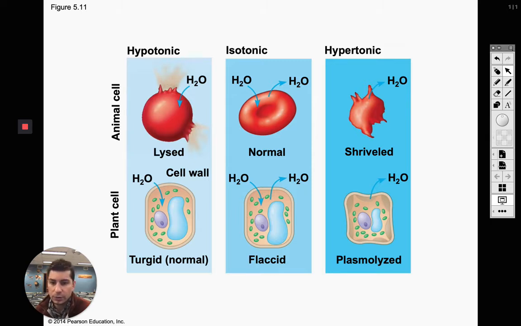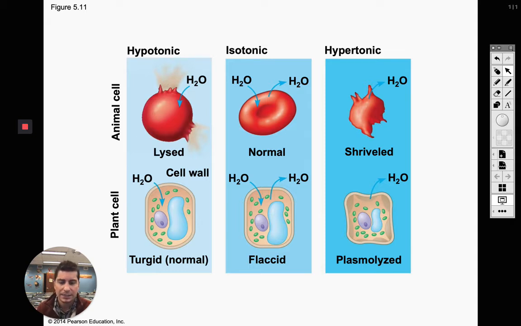So the first one over here, this is when a cell, in this example, a red blood cell, is put in a hypotonic solution, and we'll talk about what that is shortly. But when it is put in a hypotonic solution, that cell is going to get bigger and bigger and bigger. And if the concentration originally is too far off from outside to inside, that cell will get so big that it will break, it'll burst.